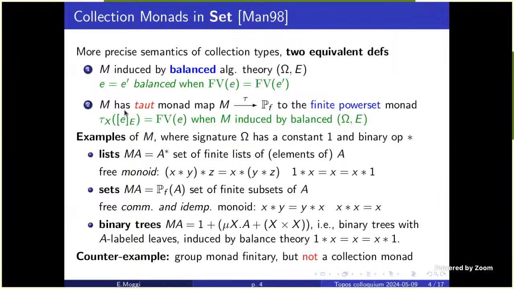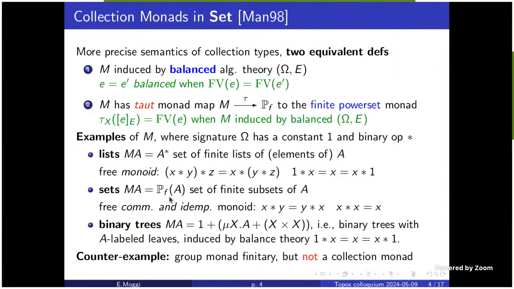The other one, which is the one that I will be able to generalize to other categories, is that a collection monad is just any monad on set for which there is a taut monad map to a particular monad, which is the finite power set monad. I will then recall what taut means in this context. But before, let me give you some examples of finitary monads that are collection monads.